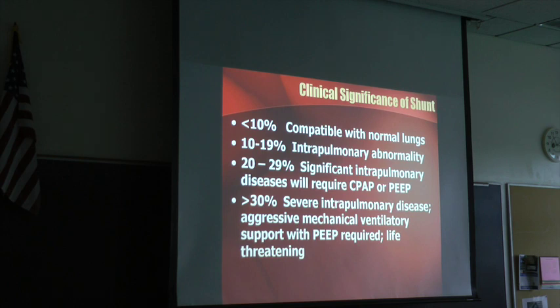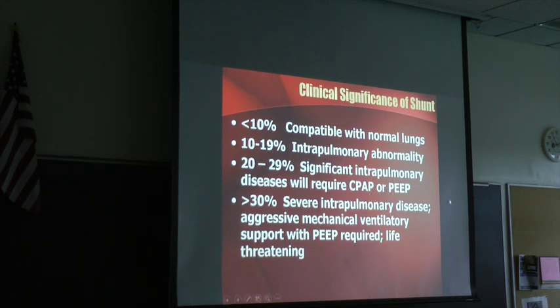If it's a 20 to 29% shunt, there's significant intrapulmonary disease. It's going to require positive pressure to help oxygenate. So next to the bullet, write that they're refractory to O2 therapy, from 20 to 29%. And then a greater than 30% shunt has a higher mortality rate. It indicates severe intrapulmonary disease and needs aggressive mechanical ventilatory support with PEEP. It is life-threatening. These people are refractory to O2 therapy and need positive pressure to help with oxygenation and mechanical ventilation.